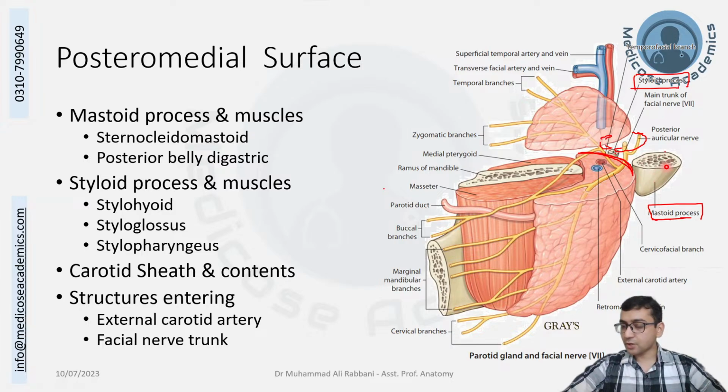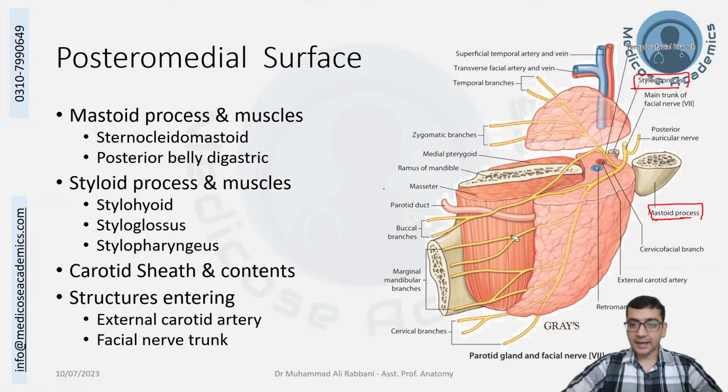So we talked about the mastoid process and two attached muscles, the styloid process and three attached muscles, one ligament, and just medial to it the carotid sheath with all of its contents. There are the internal jugular vein, common carotid artery at this level, internal carotid artery at this level with the vagus nerve, and we are left with the structures that are entering the parotid gland.